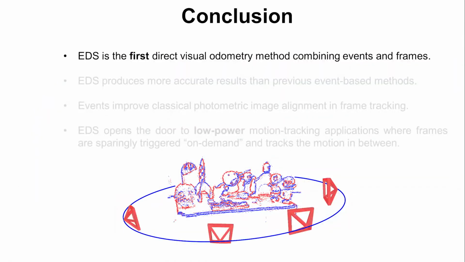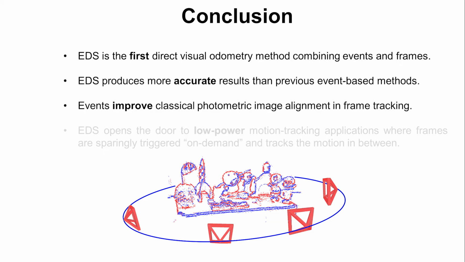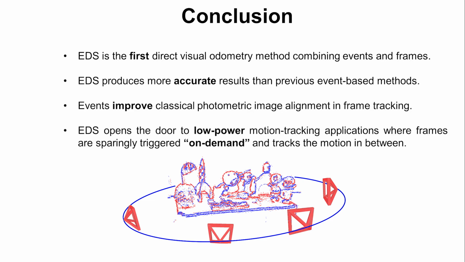In conclusion, EDS is the first direct visual odometry combining events and frames. The results are more accurate than previous event-based methods. Events improve classical photometric image alignment in frame tracking and open the door to low-power motion tracking applications where frames are triggered on demand.